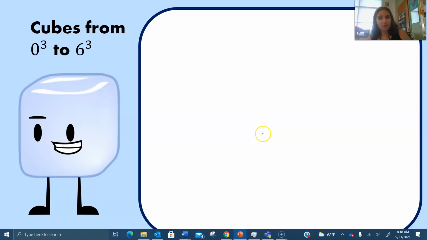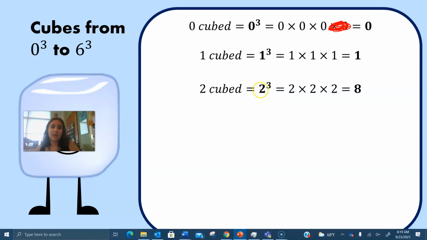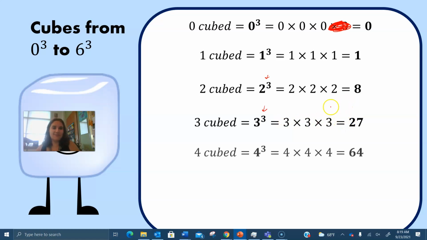Cubes from 0 cubed to 6 cubed. 0 cubed is 0 times 0 times 0. Oops, there's only supposed to be 3 zeros there. Equals 0. 1 cubed, 1 with an exponent of 3, is 1 times 1 times 1, which equals 1. 2 cubed, 2 with an exponent of 3, is 2 times 2 times 2, which equals 8. 3 cubed is 3 times 3 times 3, which equals 27.